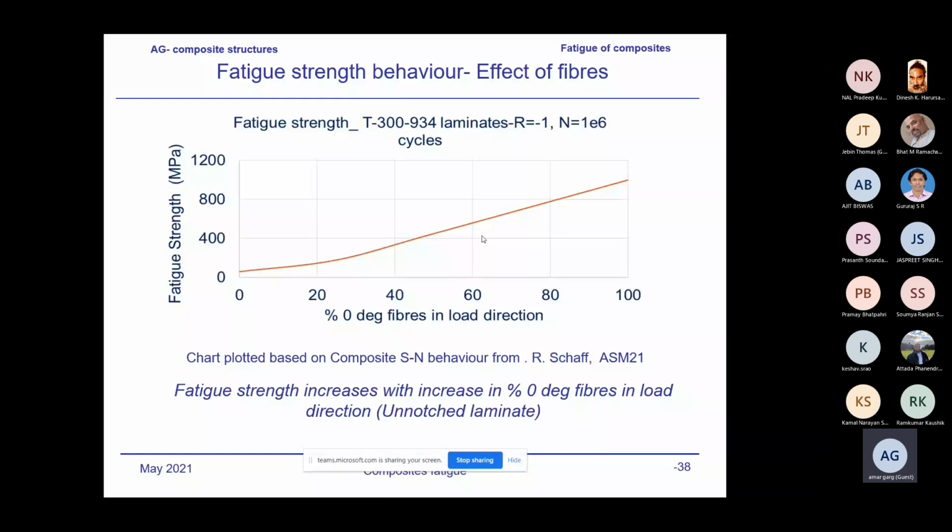This is an interesting chart over here, which I plotted based on the data available. Fatigue strength as a function of percentage 0 degree direction. As I showed in the previous chart, as we increase the percentage 0 degree, fatigue strength goes up. So here one can see that as you increase the percentage 0 degree in the laminate, your fatigue strength increases. Fatigue strength is defined as the endurance limit, which is normally defined at 1 million cycles, as here.